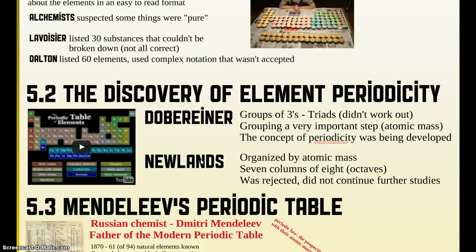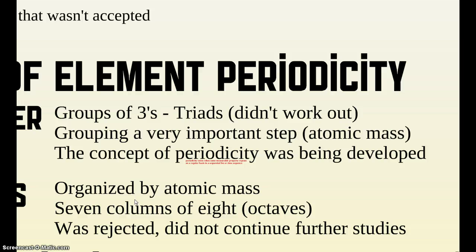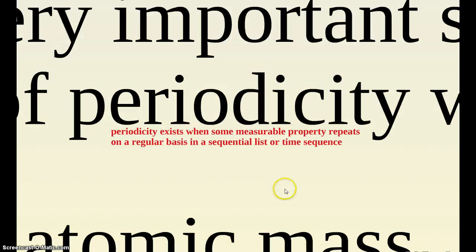However, once we had these similar properties, more elements were being discovered that went in these groups of three, and so now they couldn't be just groups of three anymore. More elements were discovered, and they didn't really fit into this model that he had. But the important thing is that the idea of periodicity was being developed. I'm going to pause this video and show that to you in class. So Dobereiner's concept of threes, this idea of periodicity is starting to come.